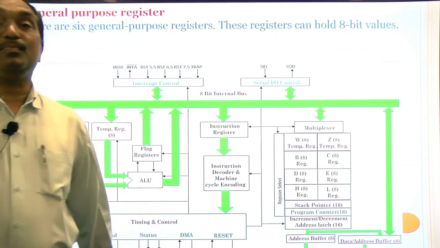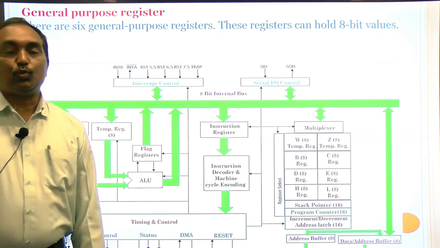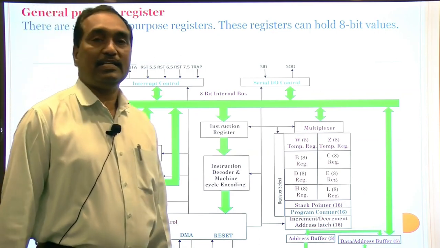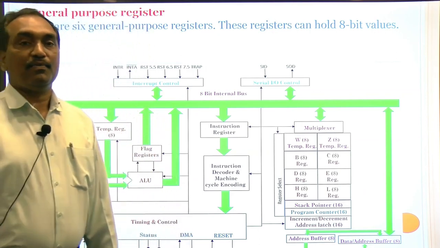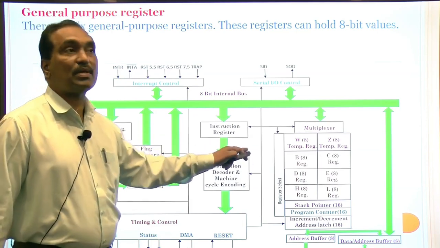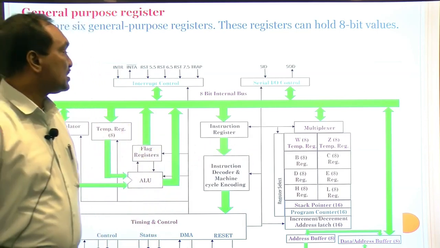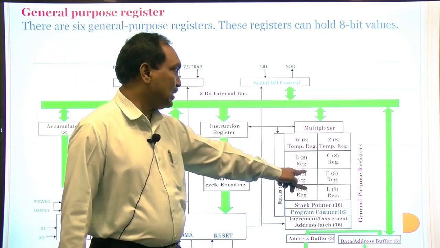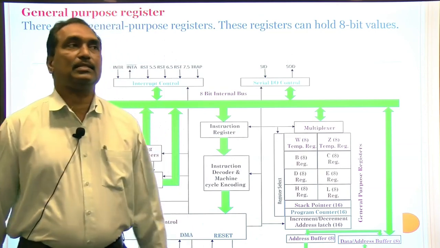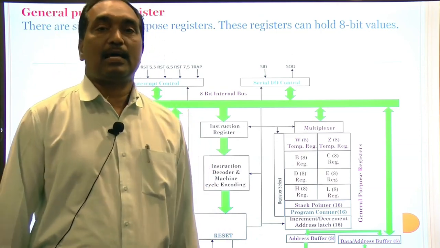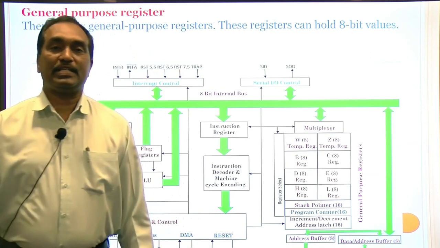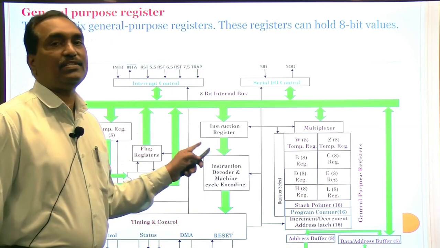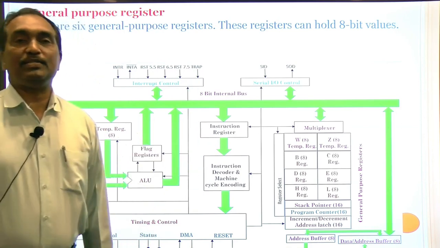And the next one is general purpose registers. To do any operation, any execution of a program, any addition or subtraction, any logical operation, we use these registers to store some data. These registers are called general purpose registers. They are B, C, D, E, H and L. These 6 registers are called general purpose registers. All these 6 are 8-bit registers. So we can do any 8-bit operations individually by using these registers.